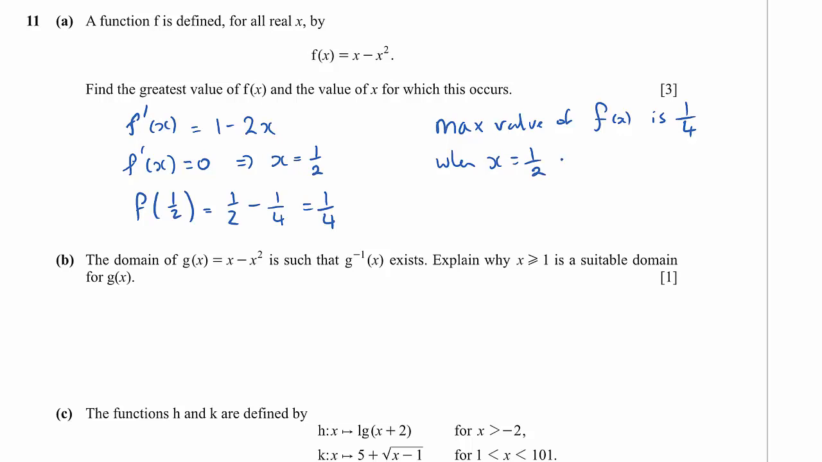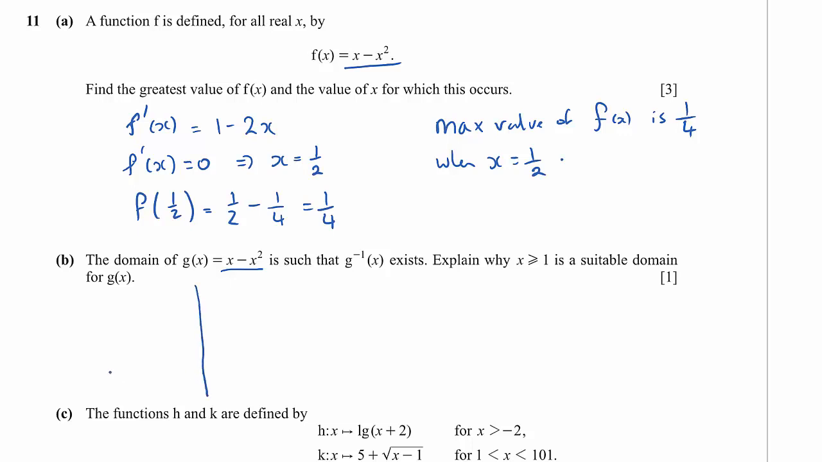The domain of g of x is x take away x squared is such that the inverse exists. Explain why x is greater than or equal to 1 is a suitable domain for g of x. Okay, so note that as far as the rule is concerned, g is the same as f. It's just the domain that's different.